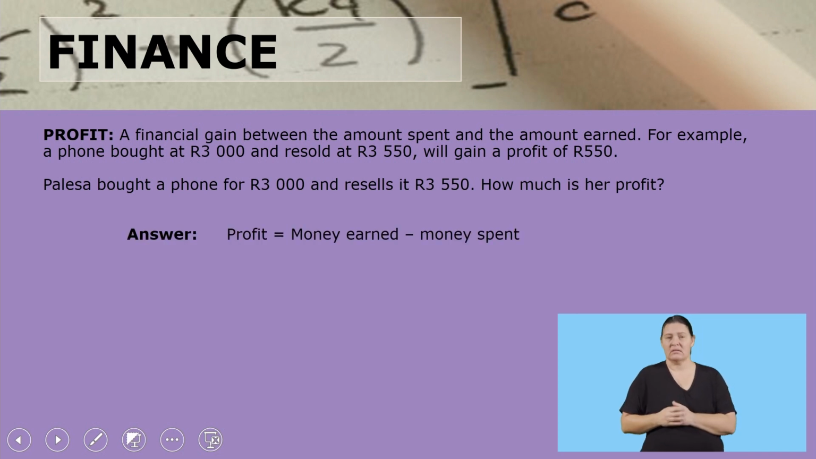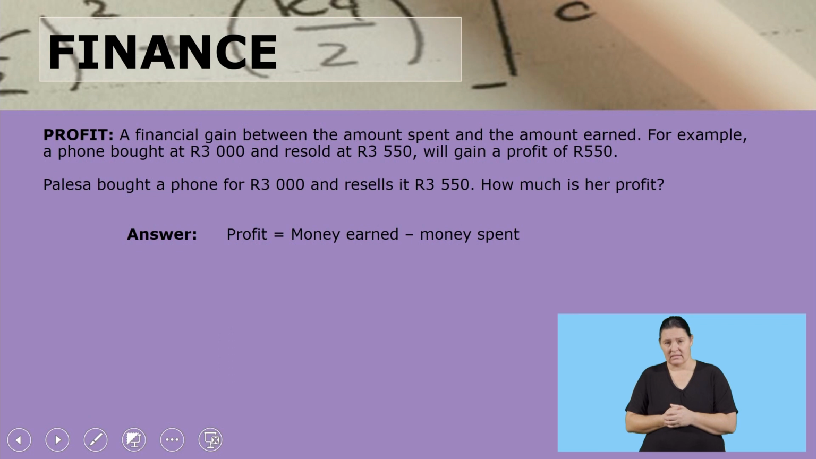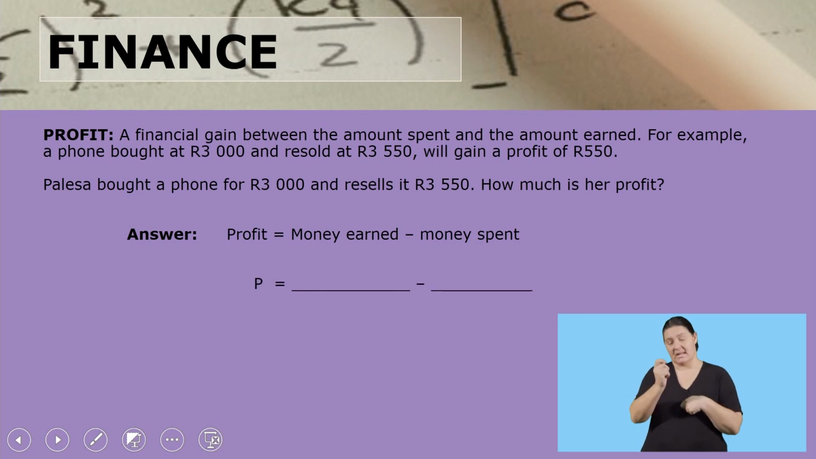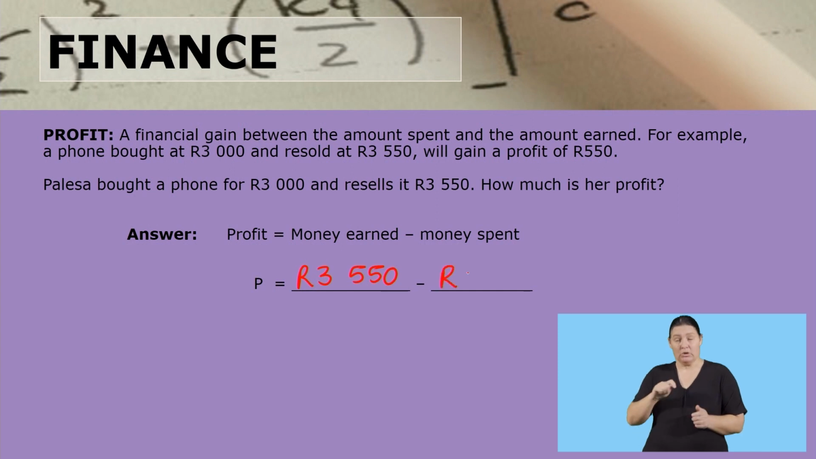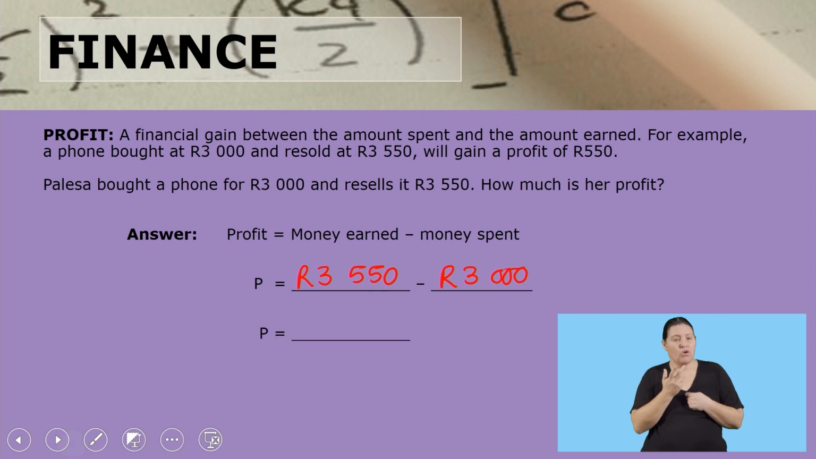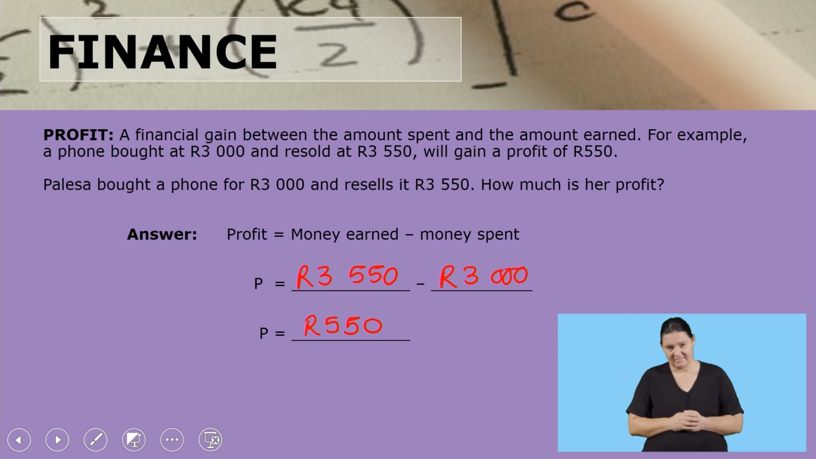So how are we going to calculate profit here? We are going to look at the money earned and we are going to subtract the money spent. So this is the money that she received and we are going to subtract the money that she spent. The money earned here was 3,550, but the money spent was 3,000 rands. So what is 3,550 minus 3,000? Yes, it is going to be 550 rands.